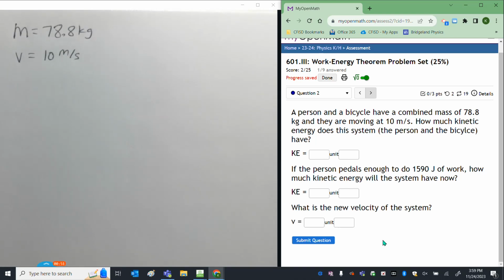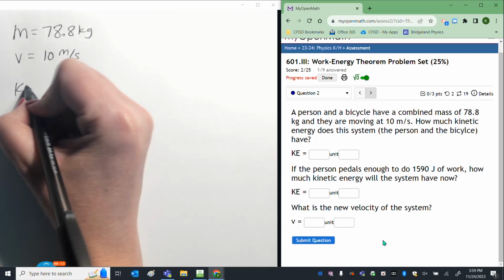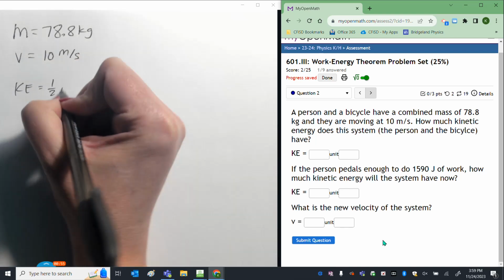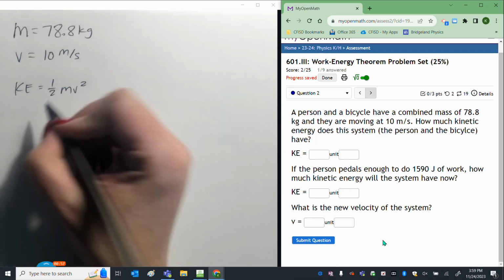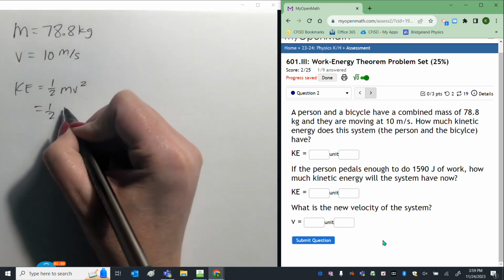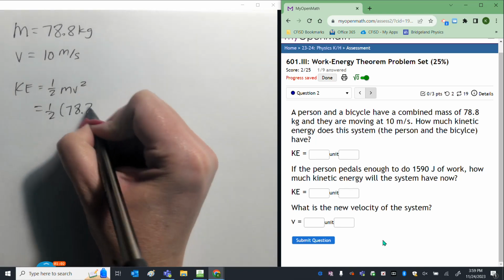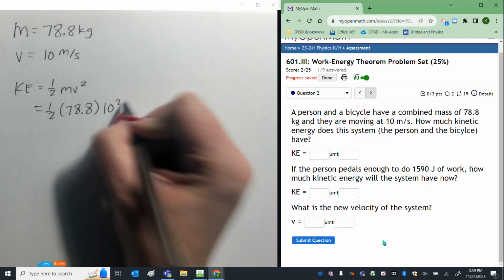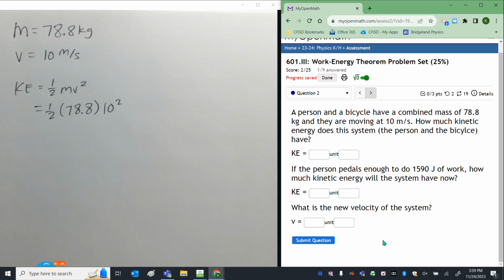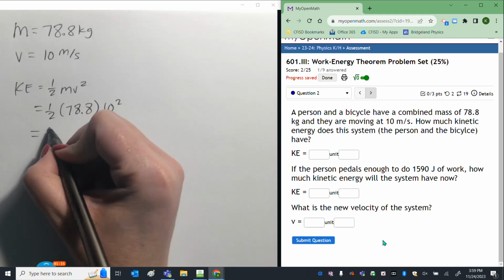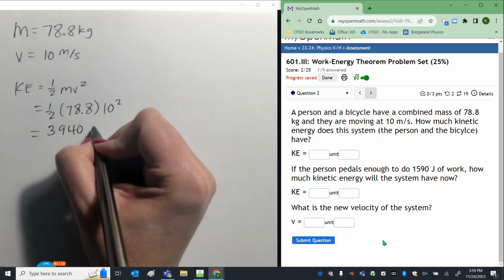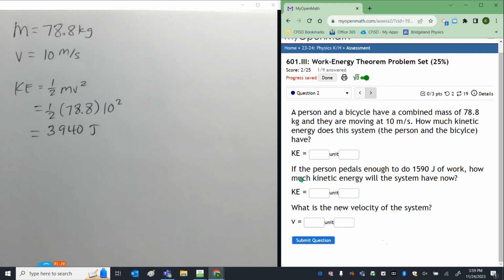Okay, so KE again is 1/2 mv squared. So all we're going to do is 1/2 our mass, 78.8, times our velocity, 10 squared. Okay, so half of 78.8 times 100, because 10 squared, of course, is 100, gives me 3940, and again, it is going to be in units of joules.